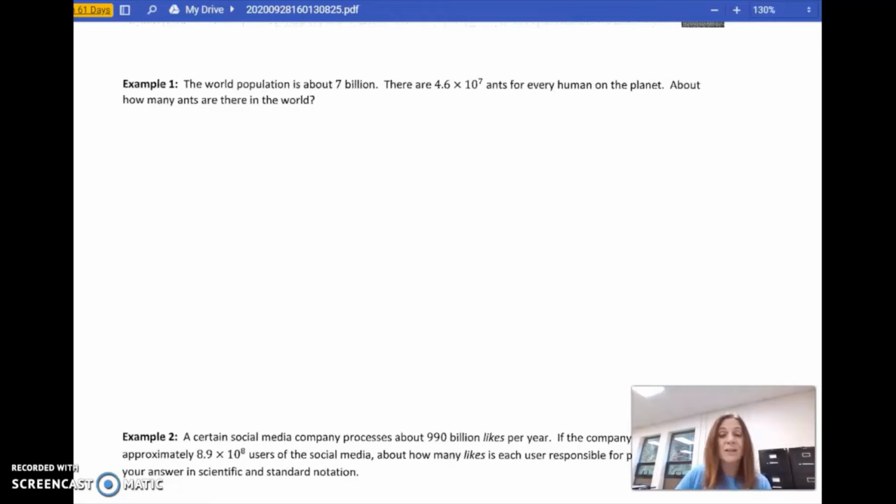Now, I'll be honest, when I see something like this, I struggle to know if I'm supposed to add, subtract, multiply, or divide. So my hint to you is to change it up a little bit. Use some different numbers. Here's what I mean. Let's just say the world population is 7, just plain old 7. And there are 3 ants for every human on the planet. Well, if there's 3 ants for every human and there's 7 humans, I would go 7 times 3. I'm going to multiply.